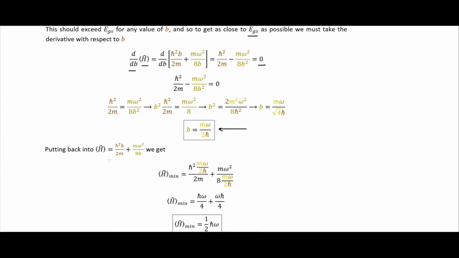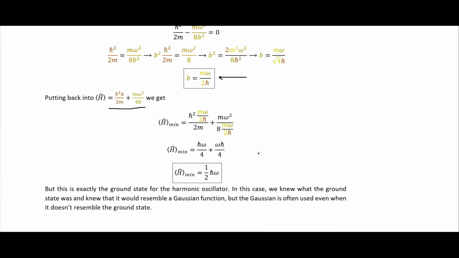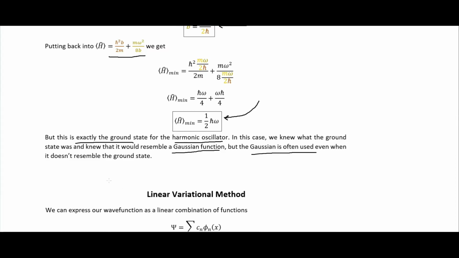So if we put that back into our expectation value for the Hamiltonian, we end up finding this, which, if you have watched my 1D harmonic oscillator videos, you know is exactly the ground state for the 1D harmonic oscillator. But in this case, we knew what the ground state was, knew that it would resemble a Gaussian function, but the Gaussian is often what is used even when it doesn't resemble the ground state.